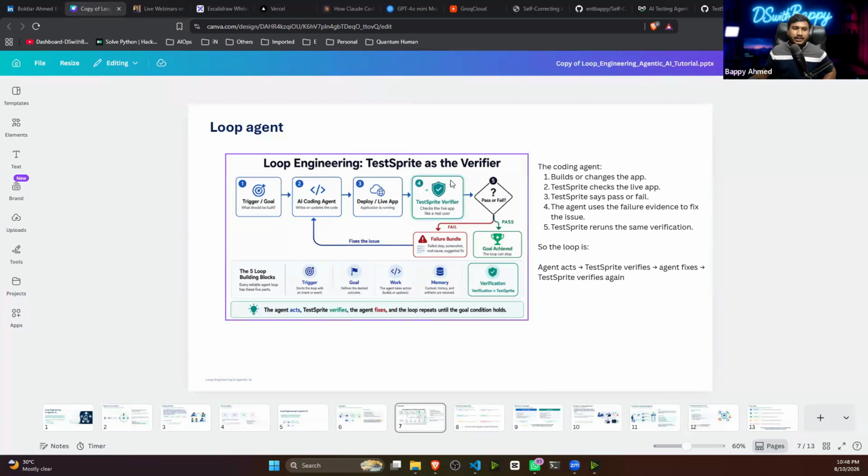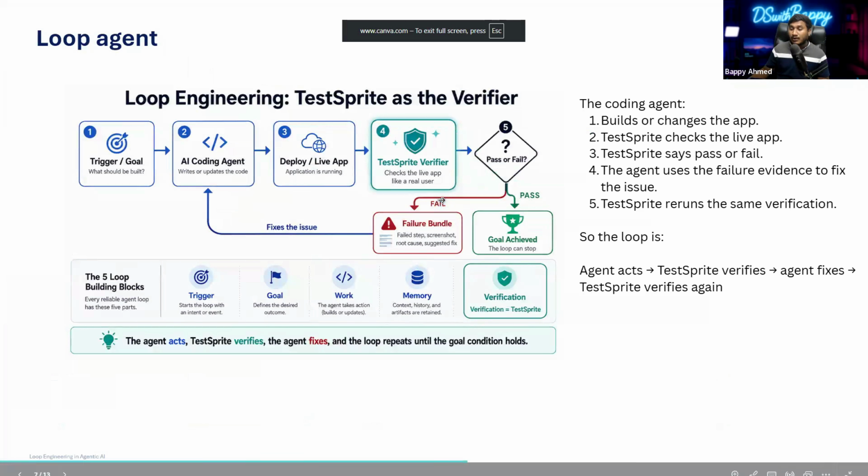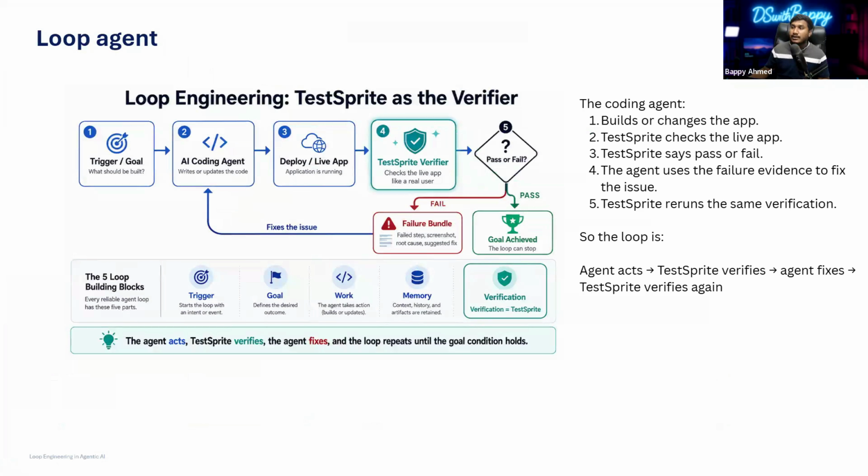Basically, it will test the application. If it finds any kind of bug, it will generate failure bundles. A failure bundle is a snapshot: what the issue is, what line has the issue. It will give you the complete evidence. This evidence is sent to the coding agents, which will read it, fix the code, and deploy again.